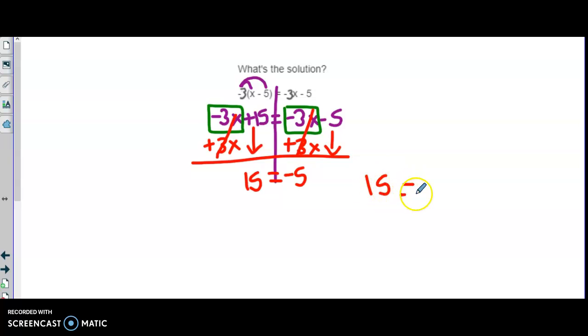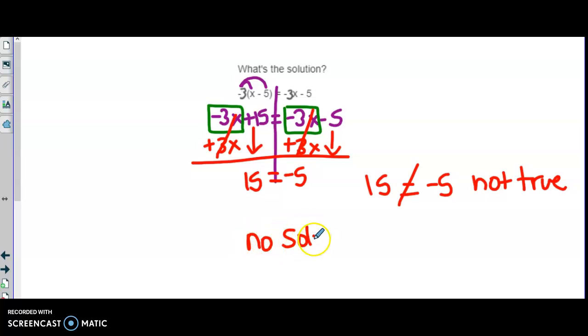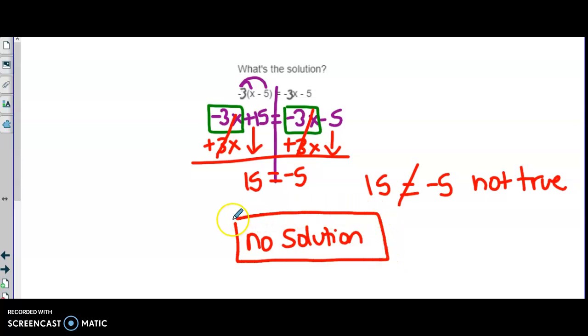And 15 does not equal -5. That is not a true statement. Since it's not true, that means nothing will work. This one is no solution. There is nothing you can plug in that would make that work. Nothing's going to make it equal, so there's no solution.